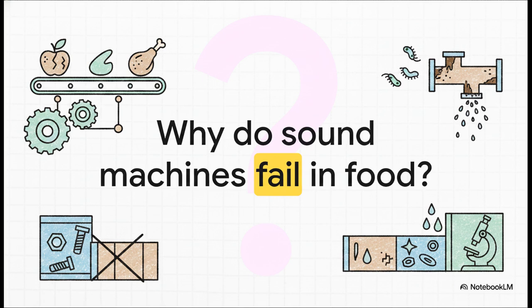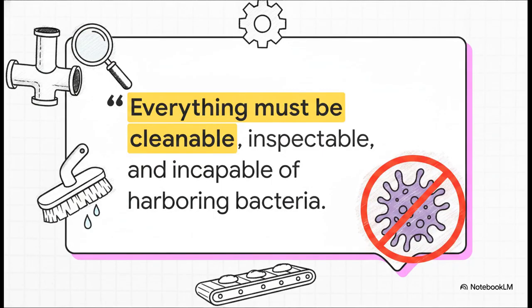So let's dive into this. Why exactly do perfectly structurally sound machines fail so often in the food industry? Well, it's because sanitary design operates by an entirely different set of rules. Here is the golden rule, and you really need to memorize this from day one. Everything must be cleanable, inspectable, and incapable of harboring bacteria. That's the absolute baseline for our explainer today.